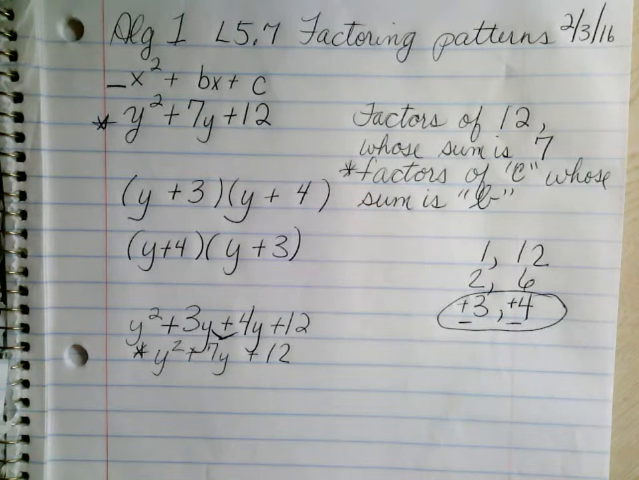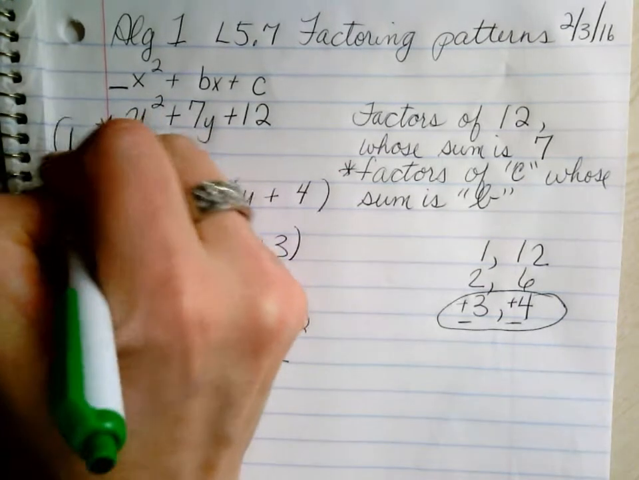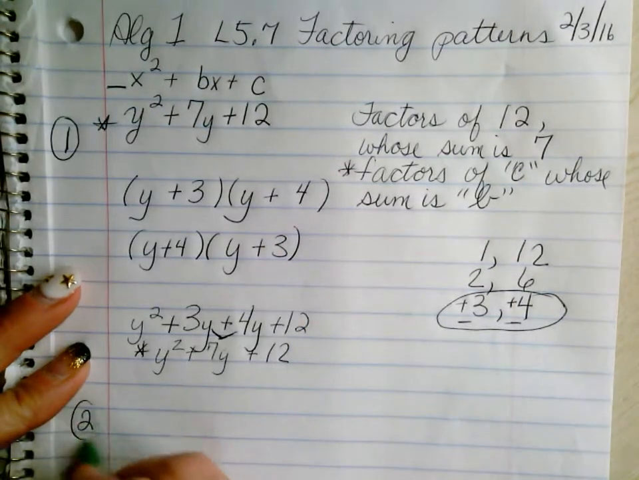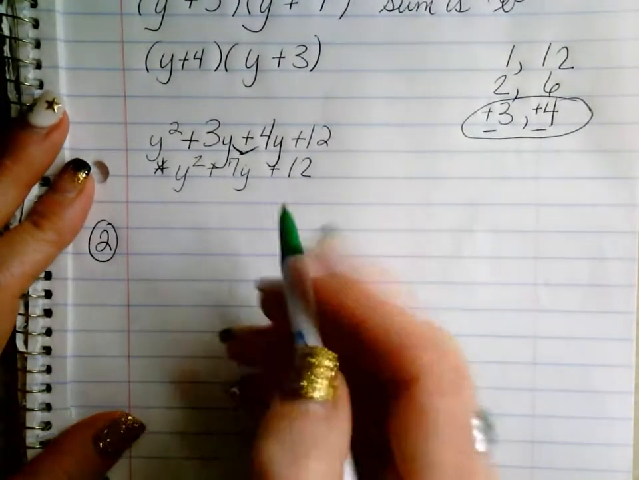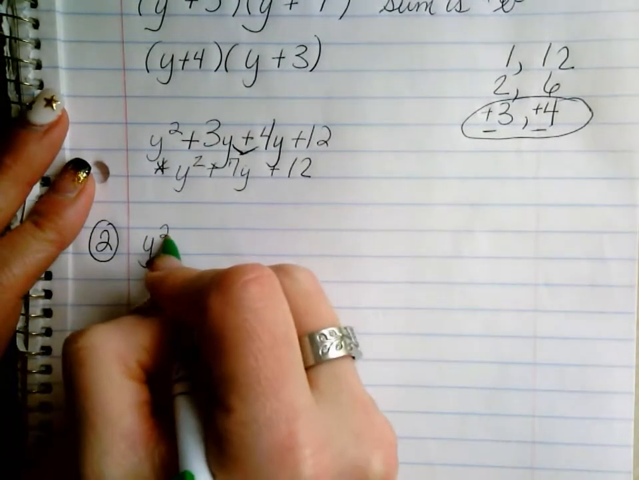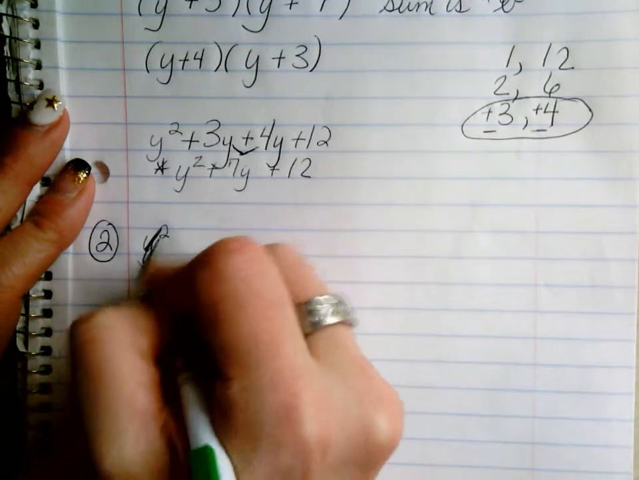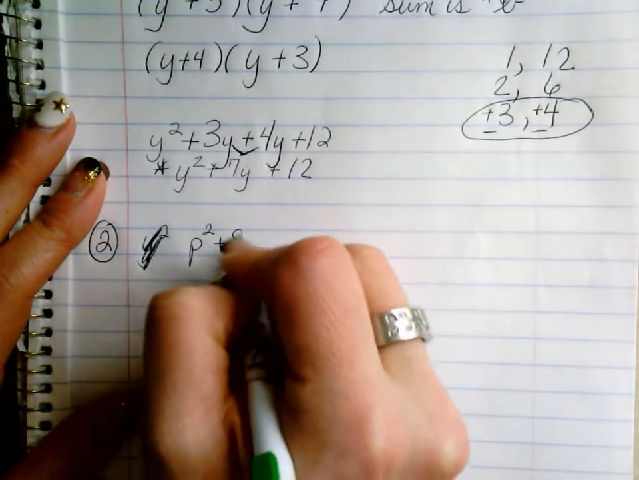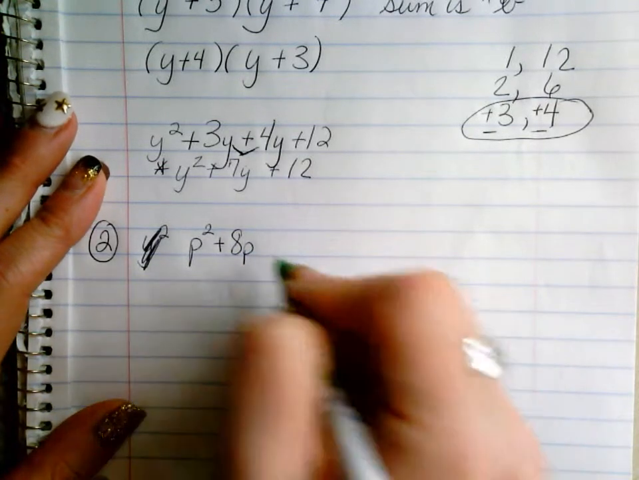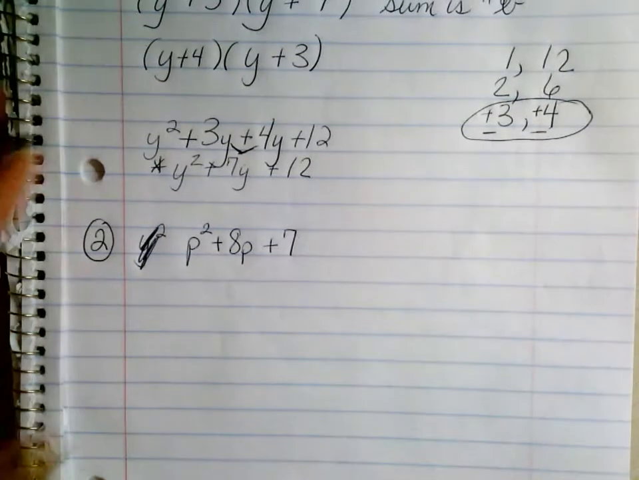We're going to practice a few more, just like it. Okay? And I'm not doing the book examples. They're there for you. You can look at them at your leisure. Okay? So this is my first example. My second example for you is going to be, no, that's not right. I was about to copy the same thing. P squared plus 8p plus 7.